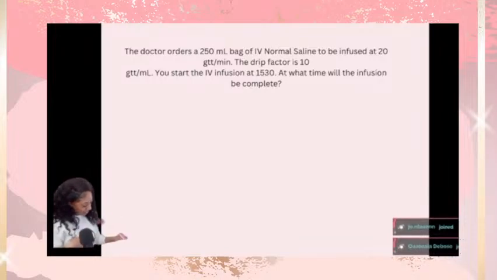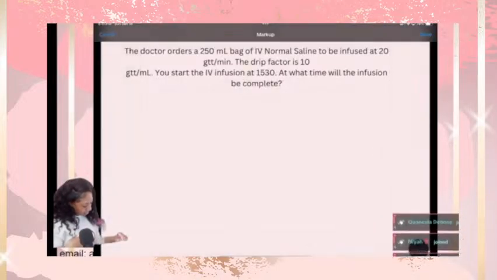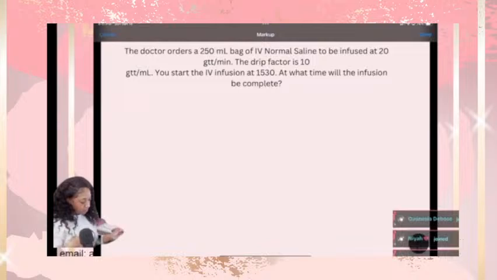So the doctor has ordered 250 mLs of normal saline to be infused at 20 drops per minute. The drop factor is 10 drops per mL. You start the infusion at 15:30. What time will the infusion be complete?